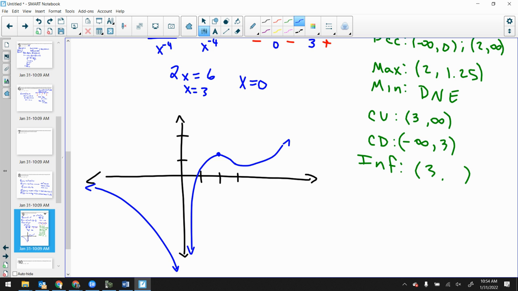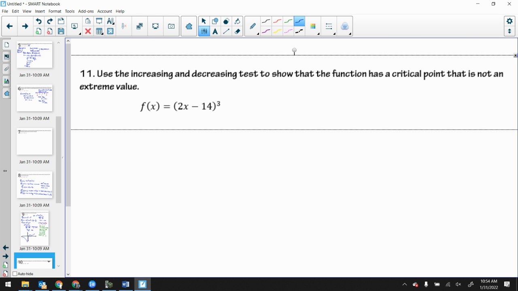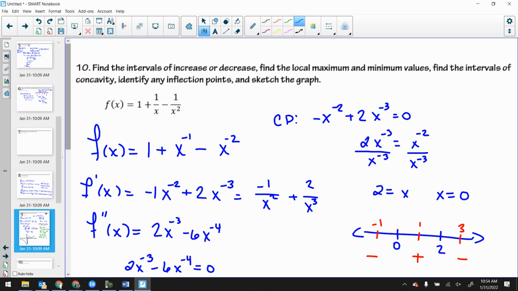All right, we've got 5 minutes left for this one here, and I'll post the key as well. For this one, use the increase-decrease test to show that the function has a critical point. Yes? That last question, what was the y value of the inflection point? I did not have that in there, but you could just plug 3 into the original and see what happens, and there it is.